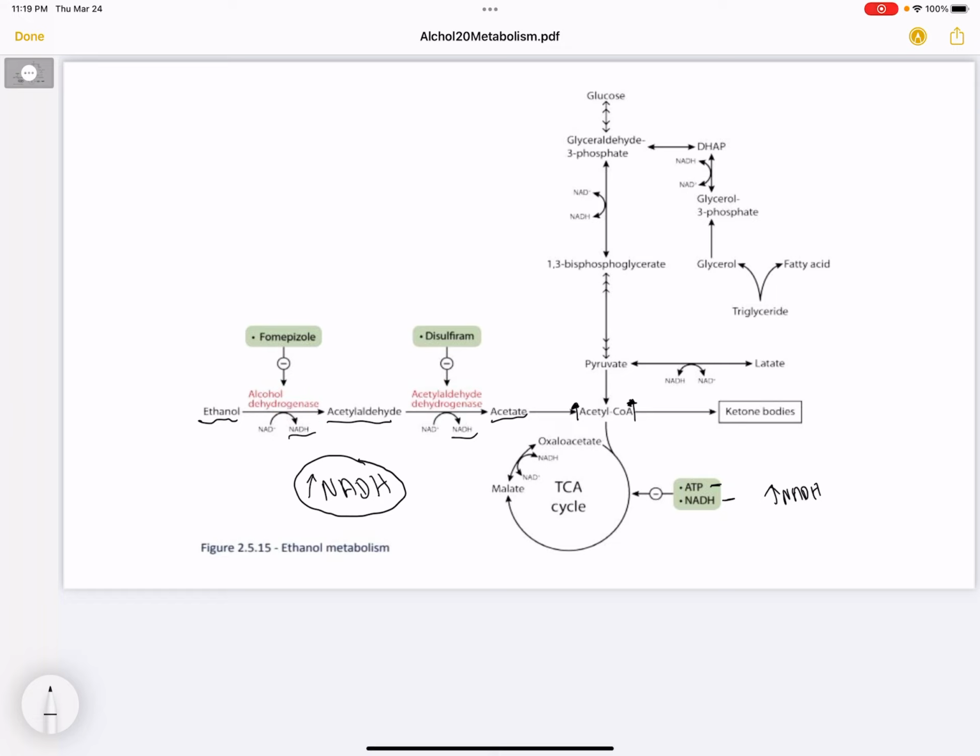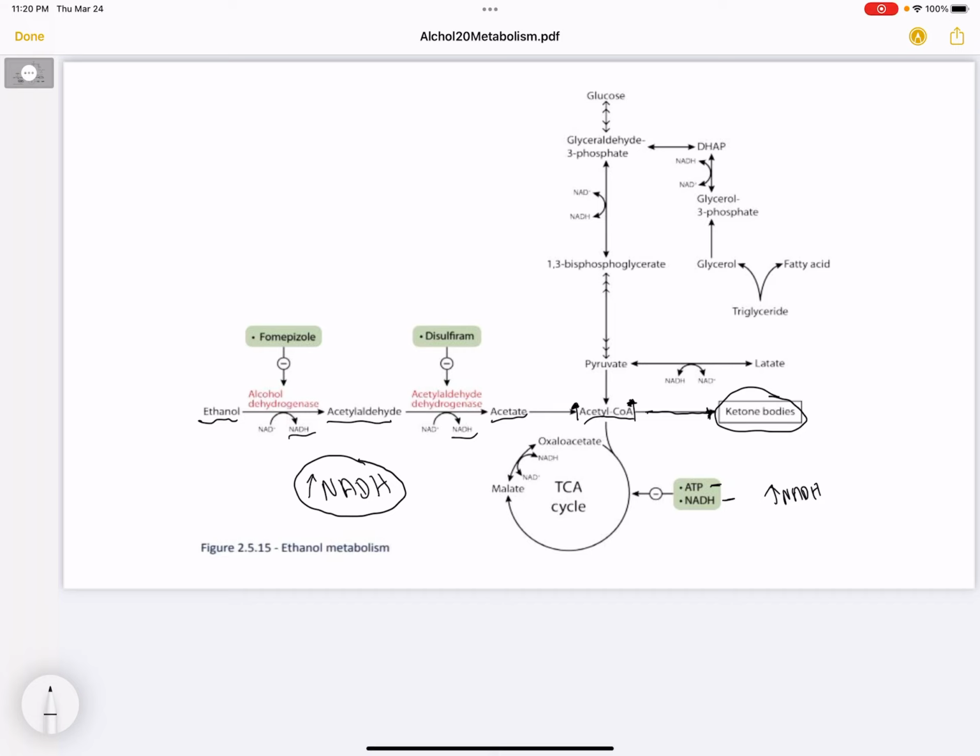So if acetyl-CoA keeps building up here, then instead of entering the TCA cycle, it is going to be shunted to form ketone bodies over here. So this is how we can get ketoacidosis with alcoholism.